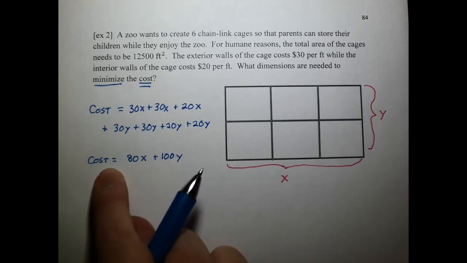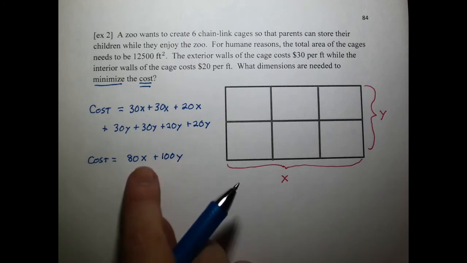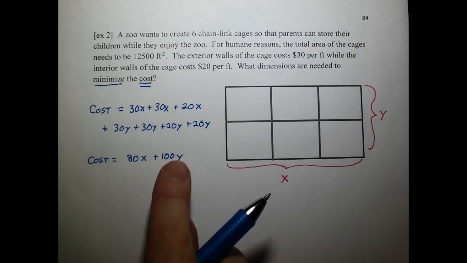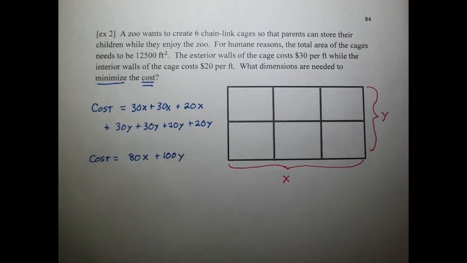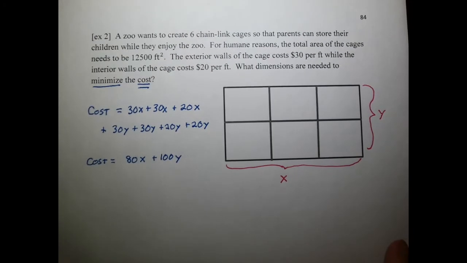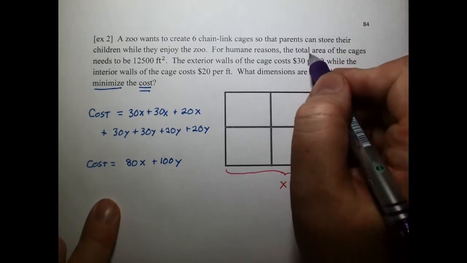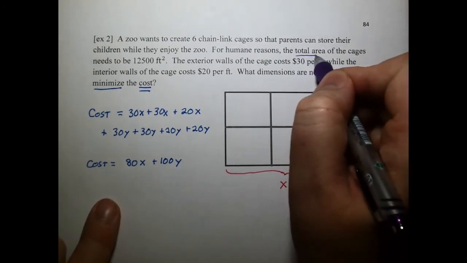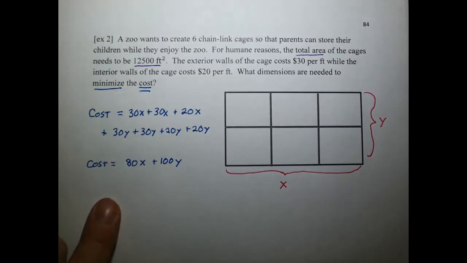Now, even though this is a cost function, it has 2 variables in it, x and y. And we've never dealt with a derivative that had multiple variables like this. So we have a little bit more work to do. And one thing that we can use is the fact that the total area is going to be 12,500 square feet.